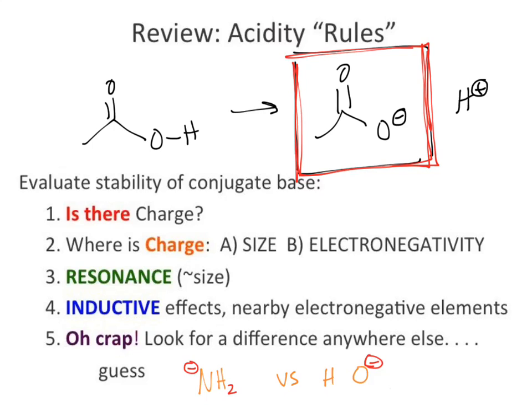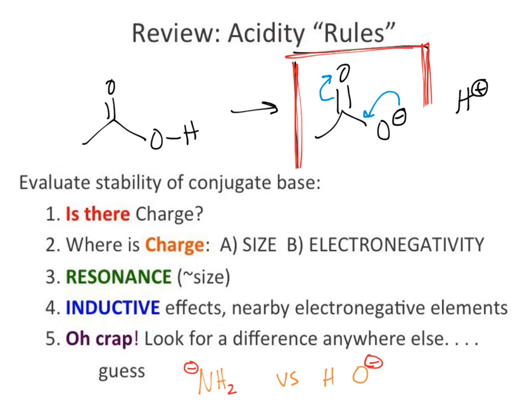The next thing to worry about is resonance, which I would equate to size as far as a comparison. How can we equate that to size? What happens when we look at the carboxylic acid? We look at its conjugate base. We've got that oxygen with the negative charge, which with the example so far, is actually pretty reasonable. But what can we do with that negative charge?